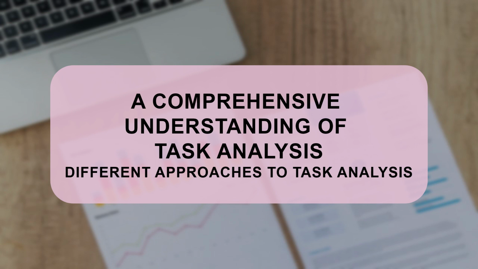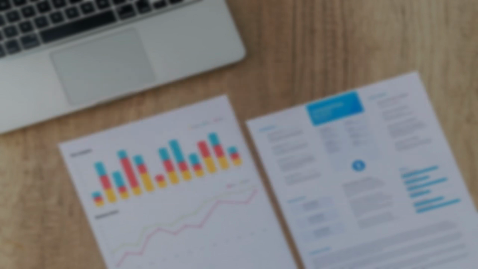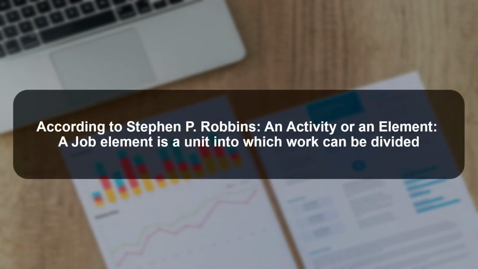There is a comprehensive understanding of task analysis which is being defined by various scholars and authors. So there are different approaches to task analysis. According to Stephen P. Robbins, task analysis is an activity or an element. A job element is a unit into which the work can be divided. A task is generally a distinct set of activities carried out for a distinct purpose.